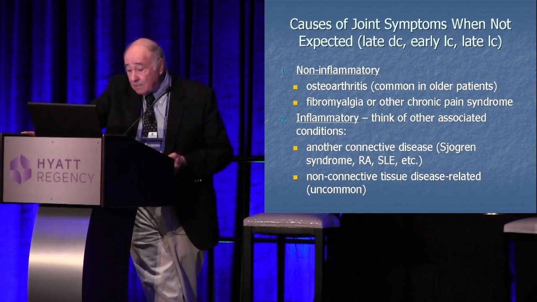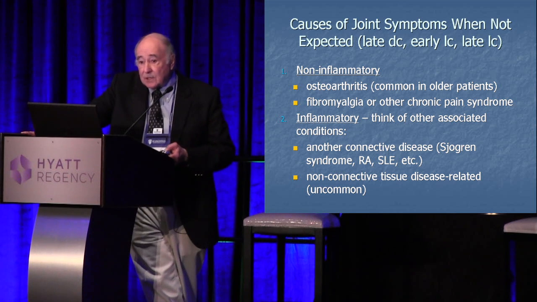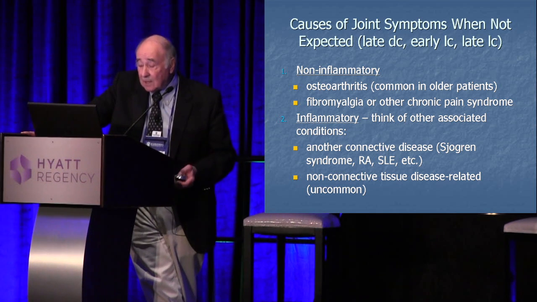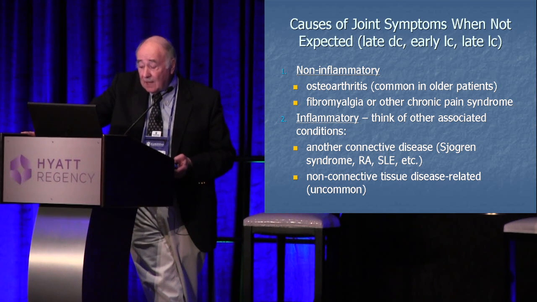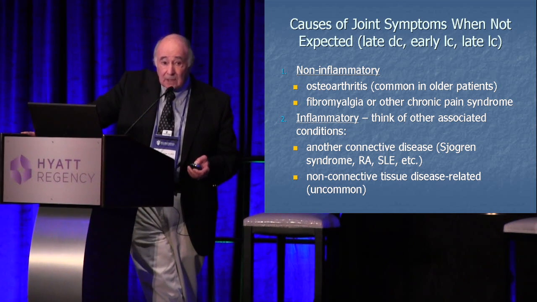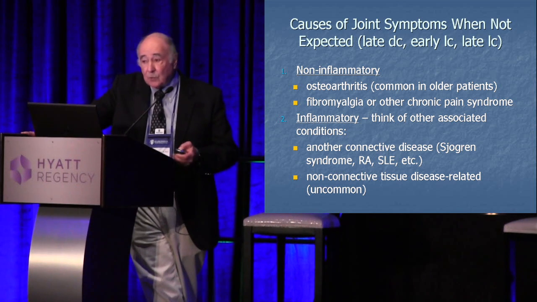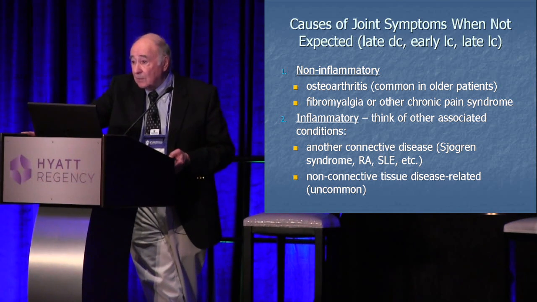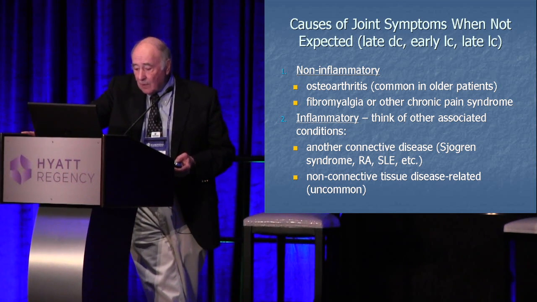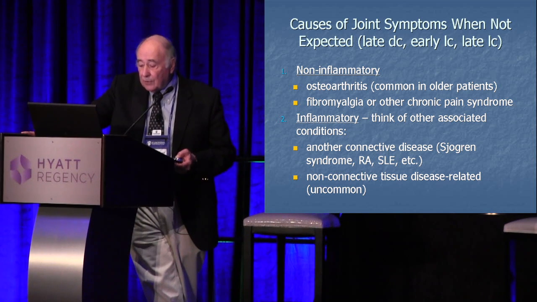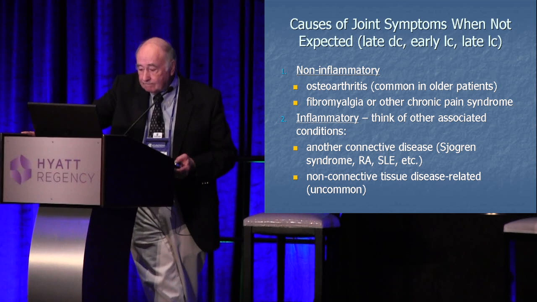Inflammatory, when it's not expected, you think of something else. Does the scleroderma patient also have rheumatoid arthritis? The arthritis are related to Sjogren syndrome or lupus. Those are possibilities. Non-connective tissue disease related inflammatory conditions can also occur. Just because you have scleroderma doesn't mean you can't have another condition which is typically not associated with scleroderma, such as psoriatic arthritis, the arthritis associated with the skin rash psoriasis, or some other completely independent problem.